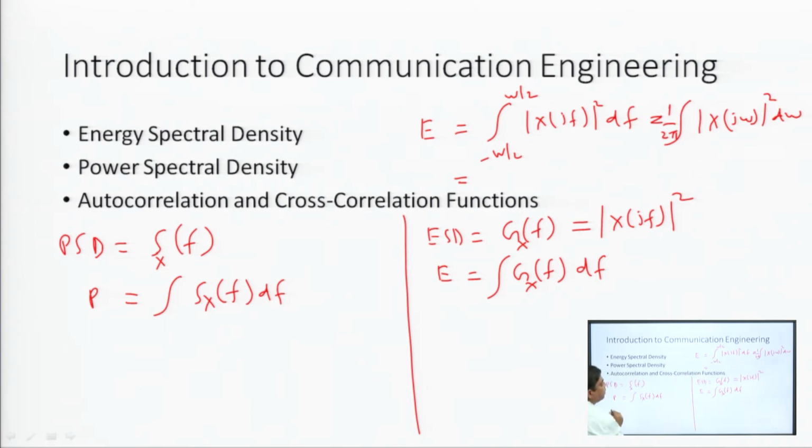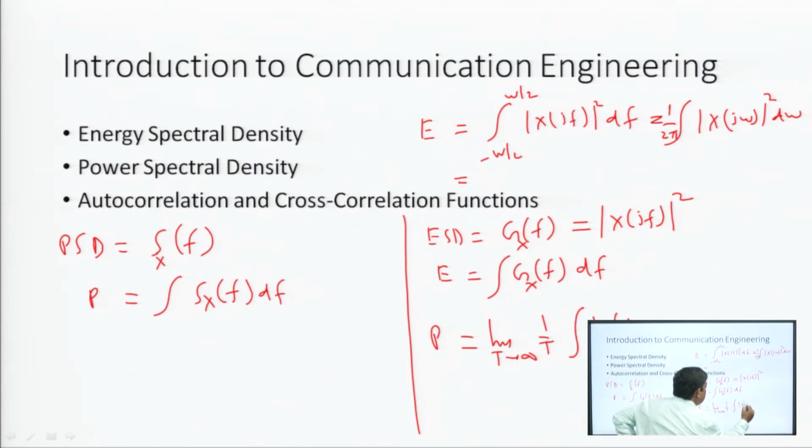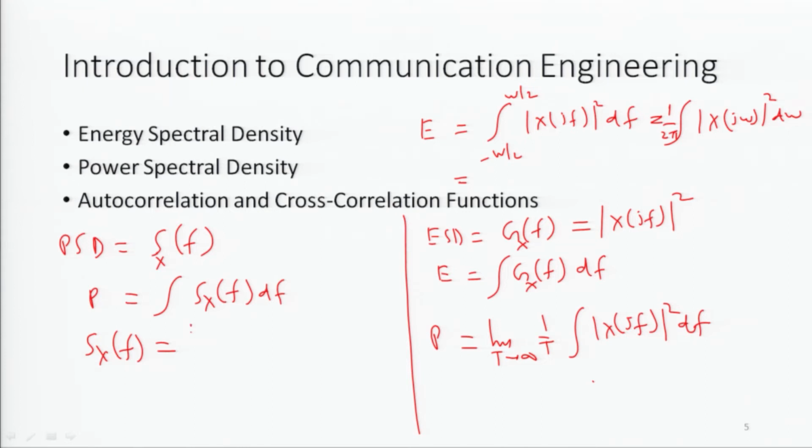the limit T tending to infinity of 1 upon T times the integral of mod of X(jf) squared df. Okay. Then if we equate this equation for power to the previous equation, we can say the power spectral density Sx(f) is nothing but the limit T tending to infinity of 1 upon T mod of X(jf) squared. This is the power spectral density.